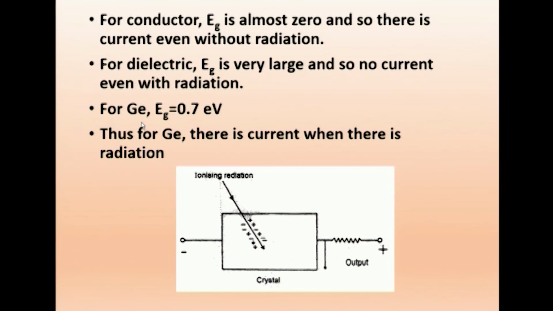Now germanium, for example, is a semiconductor. For germanium, EG equals 0.7 electron volt, 0.7 eV, a small gap. Thus for germanium, there is current when there is radiation. So the gap is crucial, a small thing. First there won't be any current, but when there is radiation, it will show a current. That is what we want. There should not be any current without radiation. When there is radiation, there is current. That is what is happening here.